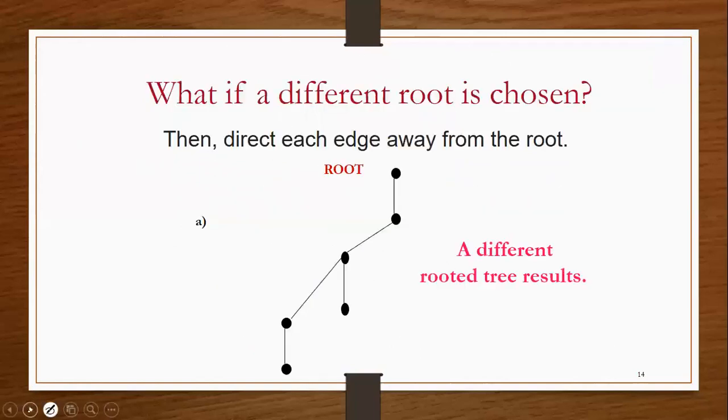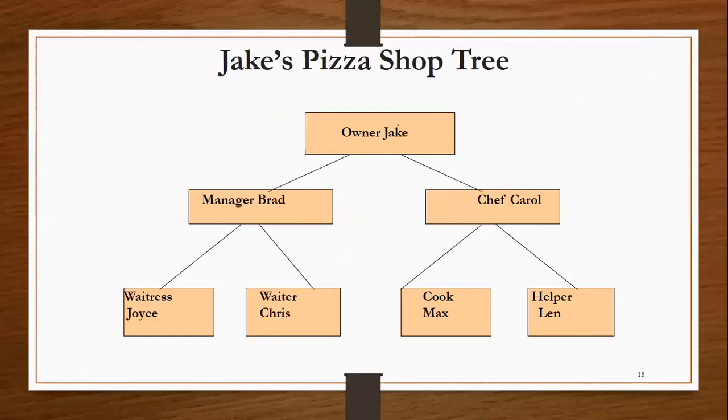So now, suppose I am creating a tree for a eatery or a pizza shop. Then the owner is Jake. For the owner Jake, under him there are 2 employees, a manager and a chef. Right under him. Now after that, under the manager we have a waitress and a waiter, and under the chef we have a cook and a helper.